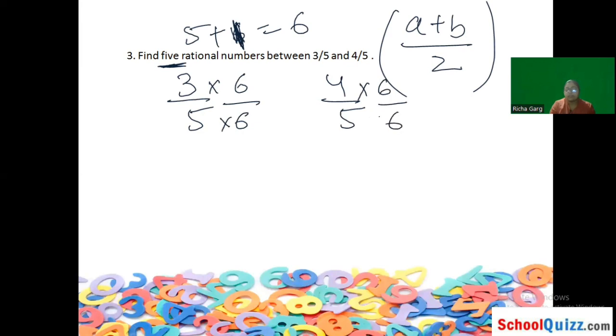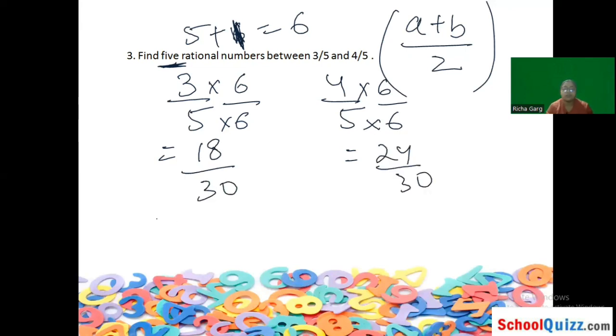Now one question you should have in your mind: if bases are not the same, we will have different bases again, right? And when the bases are different, we have to find the LCM and it will take a lot of time. So what we have to do is equalize the bases first, then multiply it with the numbers we have to find out. Okay, so 6 3s are 18 upon 30, and it will be 24 by 30.